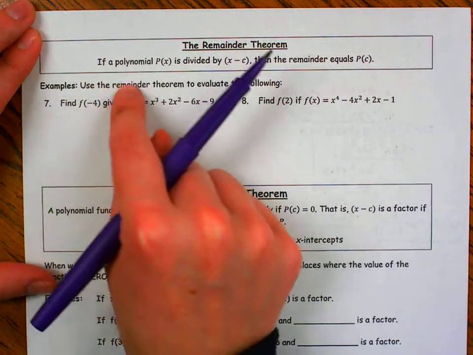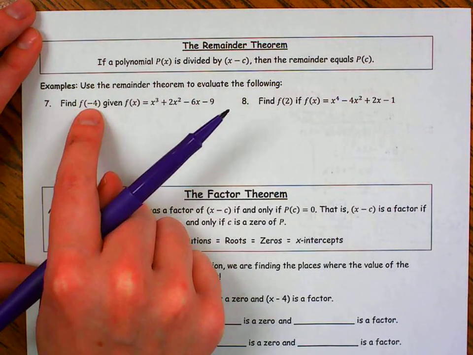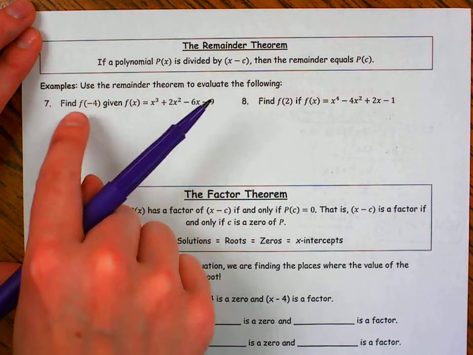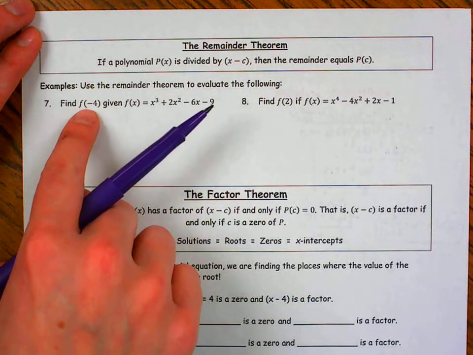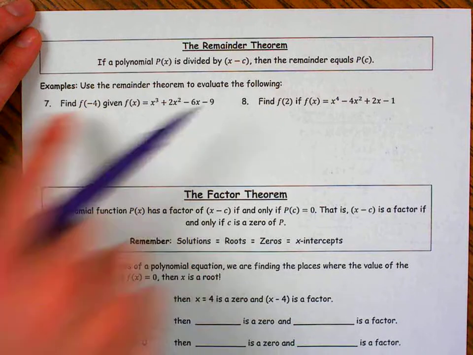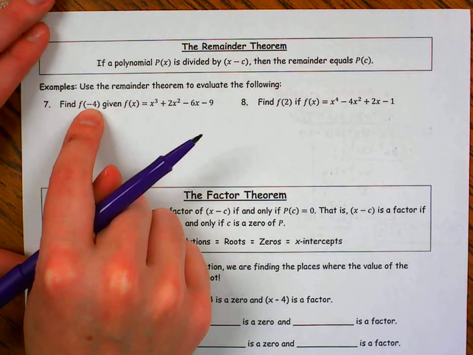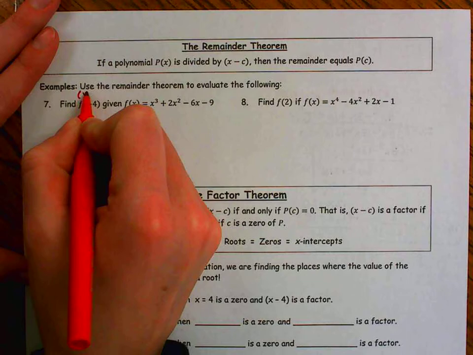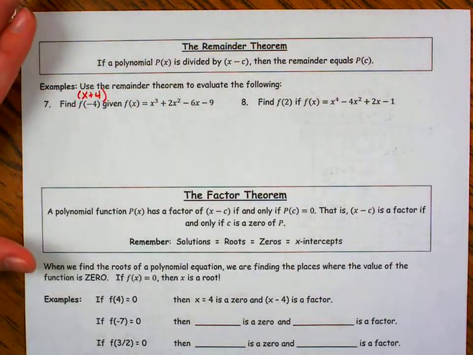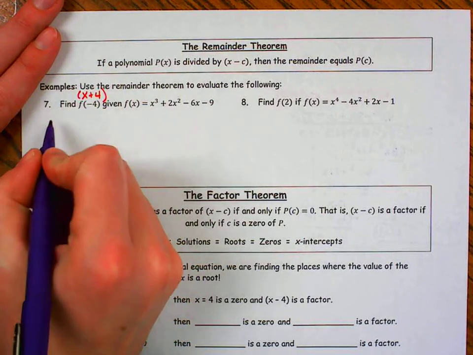So we're going to use the remainder theorem to evaluate the following. We want to find f of -4. Well, we just learned that plugging in -4 is the same as dividing by the factor x plus 4 and seeing what the remainder is. So we're going to do synthetic division. This is the value I'm evaluating at. Again, remember my factor would be x plus 4. But when I do synthetic division, I use the zero from the factor. So that -4 is going to go here.